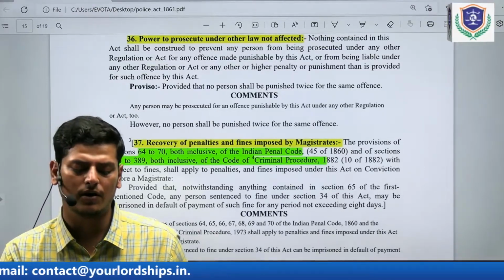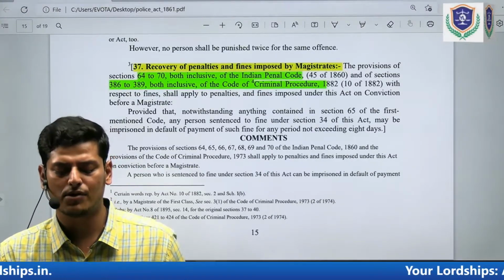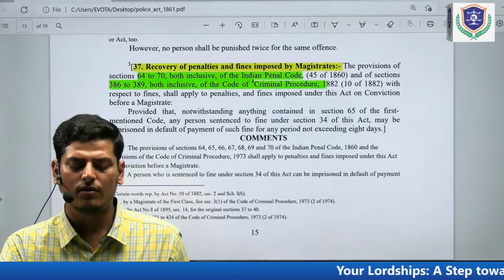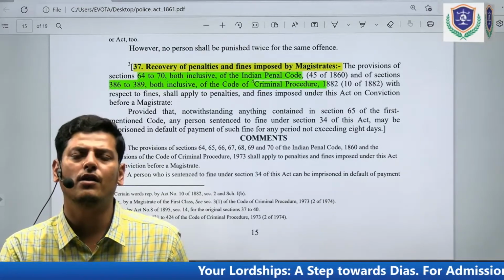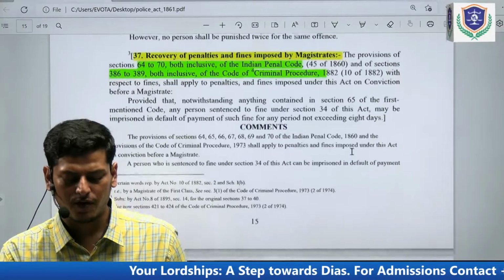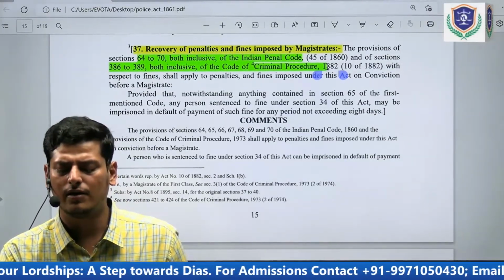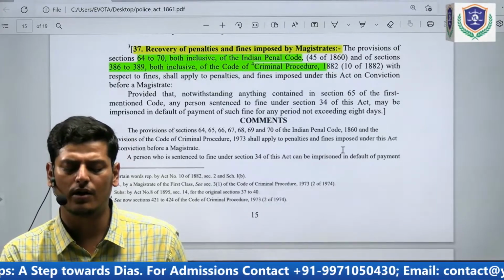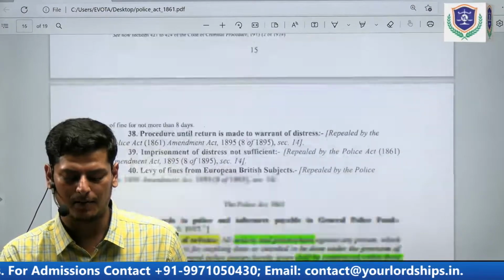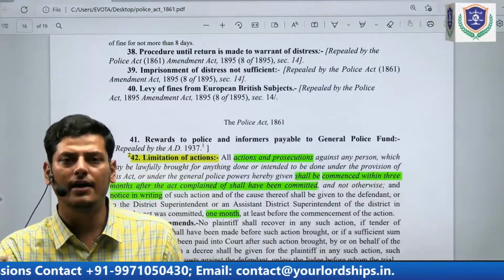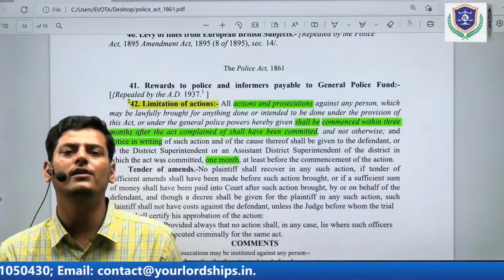So this has been covered under section 36. Recovery of penalty and fine imposed by the magistrate. So recovery of penalty and fine that has been imposed by the magistrate, in such recoveries accordingly the provisions of section 421 to 424 of the new Code of Criminal Procedure, 1882 है अभी, accordingly current code के हिसाब से these provisions will be applicable. Then 38, 39, 40, 41 has been repealed. 42 deals with limitations of action.